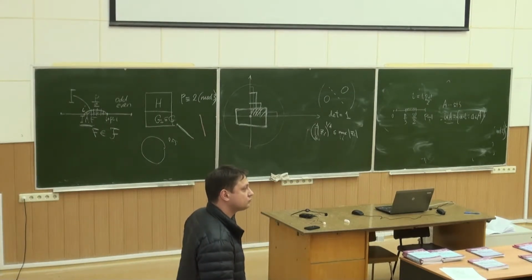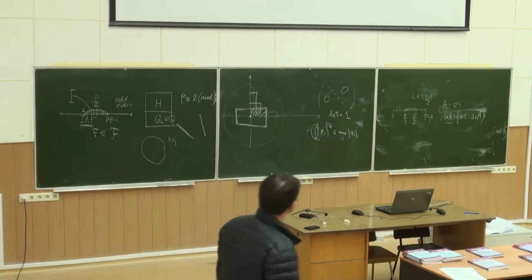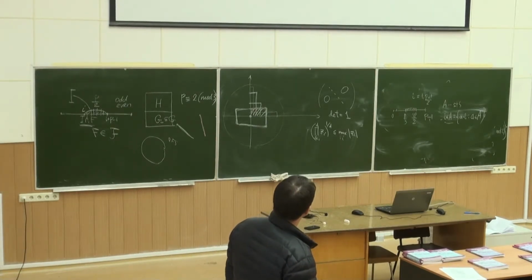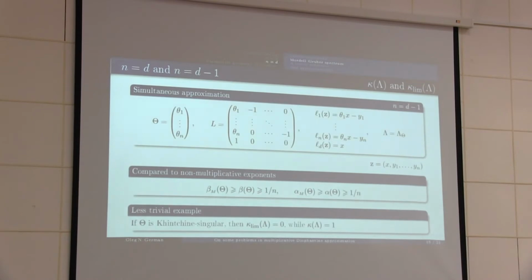Another definition of kappa: it is not a lattice constant, not for a lattice, but for some one direction, for a linear form.